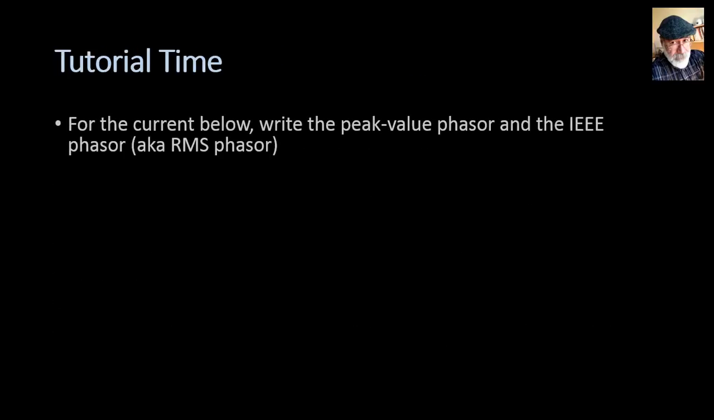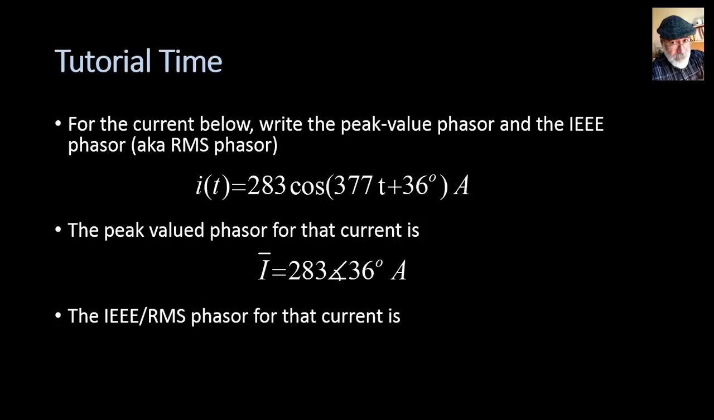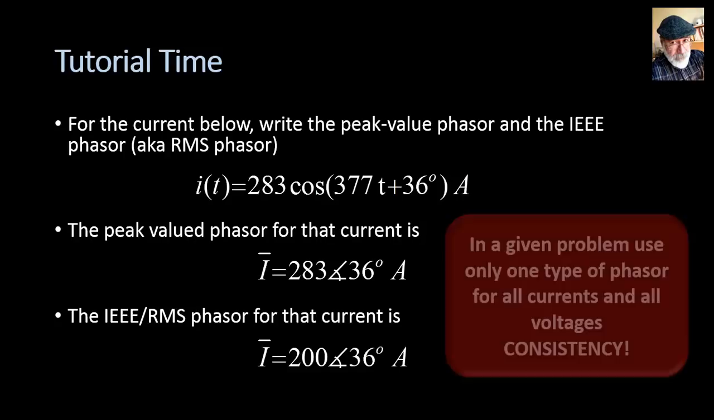Tutorial time. For the current below, write the peak valued phasor and the IEEE phasor. I of t is 283 amperes cosine 377t plus 36 degrees. The peak valued phasor of that current is, of course, 283 with 36 degrees. And the RMS value? The RMS value is just divide the peak value by root 2. You get 200 amperes with 36 degrees.